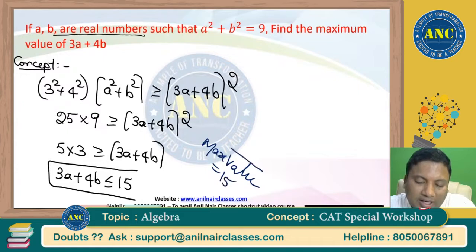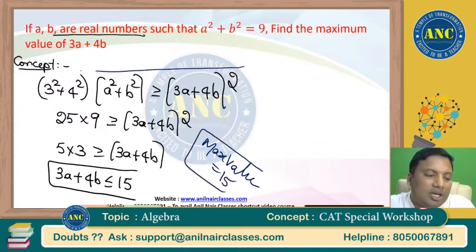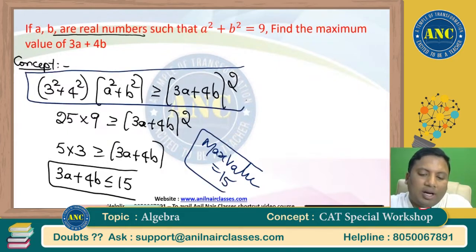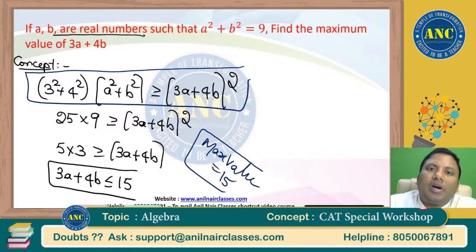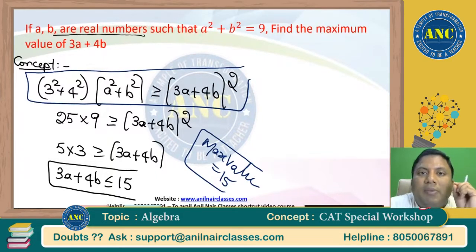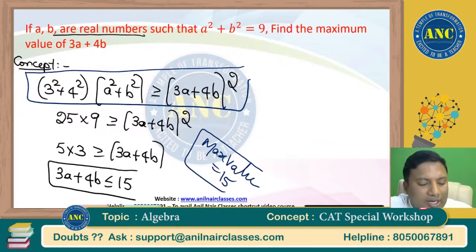Very, very easy question if you understand the Cauchy-Schwarz inequality. (3 square plus 4 square) into (A square plus B square) is always greater than or equivalent to (3A plus 4B) whole square. Very easy question. It is a pure application of you knowing how to determine the maxima and minima using Cauchy-Schwarz inequality.